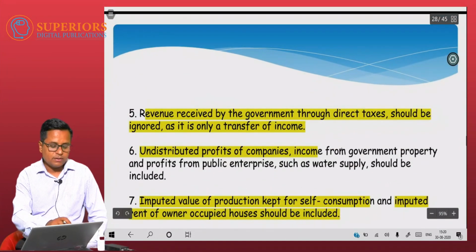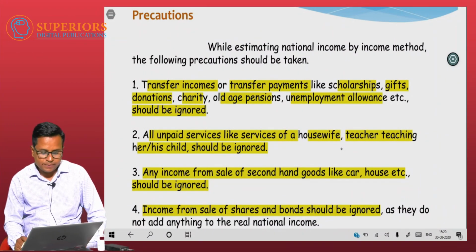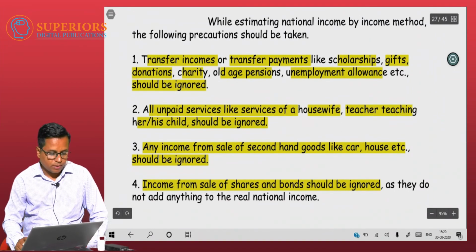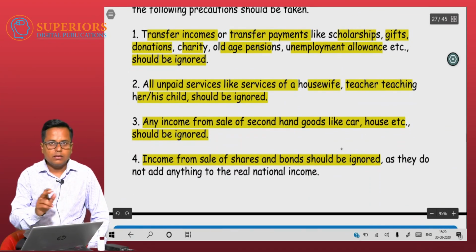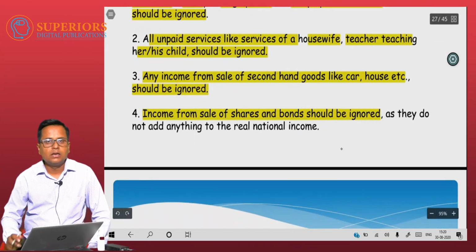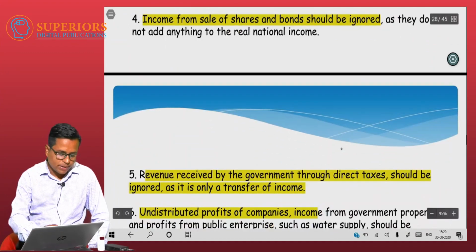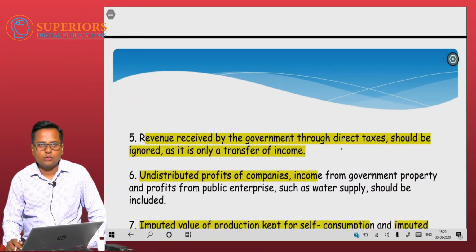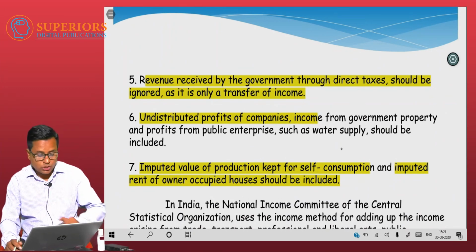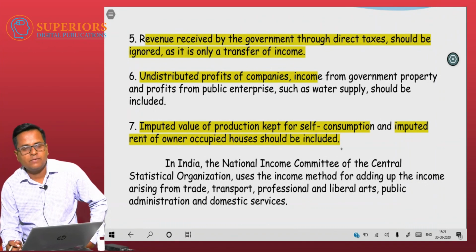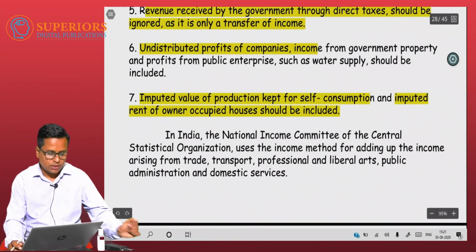So these are the 7 precautions which we must take while estimating national income by income method. One more time, I would like to repeat all the points. Transfer incomes or transfer payments should be ignored. The unpaid services should be ignored. Income from second-hand goods should be ignored. Income from sale of shares and bonds should be ignored. Revenue received by government through the direct taxes should be ignored. The undistributed profits of companies should be added to the national income. And the imputed value of self-occupied house as well as imputed value of the output kept for self-consumption should be added to the national income.